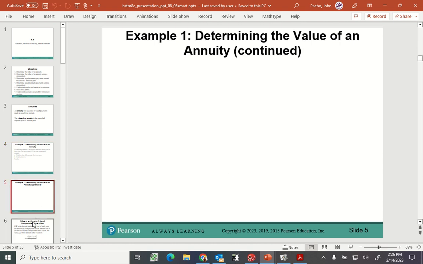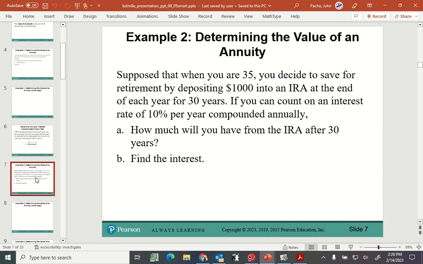Let's go ahead and take a look at the next. Scroll down to example 2. All right, everyone found example 2, right? It says, suppose that when you are 35, you decide to save for retirement by depositing $1,000 into an IRA account at the end of each year for 30 years. If you can count on an interest rate of 10% per year compounded annually, how much will you have after 30 years?